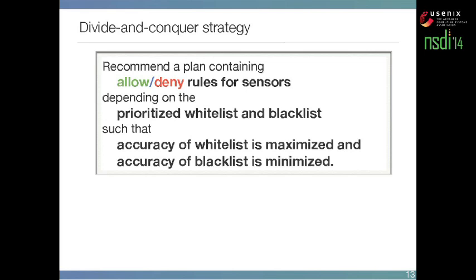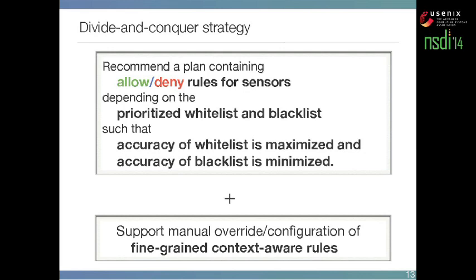So what we did in this work was to adopt a strategy of divide and conquer and split the problem into two parts. In the first part, we wanted to generate a rule recommender which will recommend a plan containing allow/deny rules on sensors. So instead of generating how to obfuscate sensor data, we are generating a binary policy of which sensors to allow and which sensors to block, again depending on the prioritized whitelist and the blacklist configured by the user, such that the accuracy of the whitelist is maximized and the accuracy of the blacklist is minimized. And in the second part of the problem, we wanted to allow the user to override or augment some of these generated rules and create their own fine-grained policies.